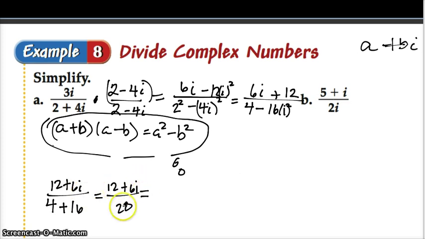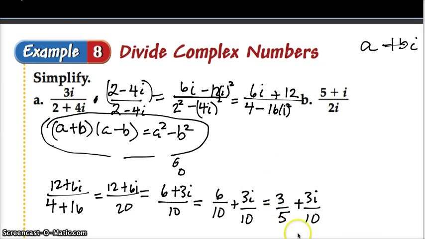I'm going to reduce this. I can divide a 2 out of each term. 6 plus 3i over 10. And finally, I'm going to split it up so it's in a plus bi form. So then I end up with this, 6 tenths plus 3i tenths, and then I get this thing here.